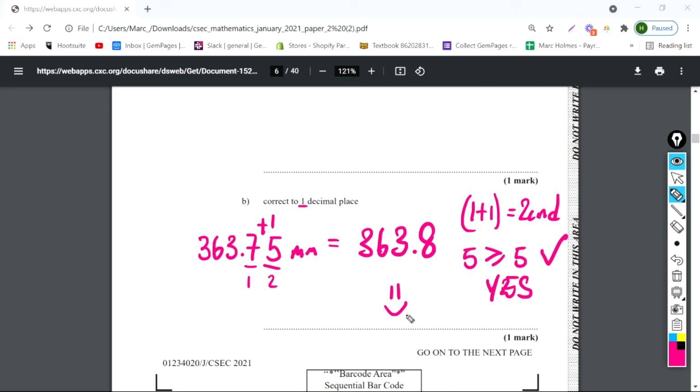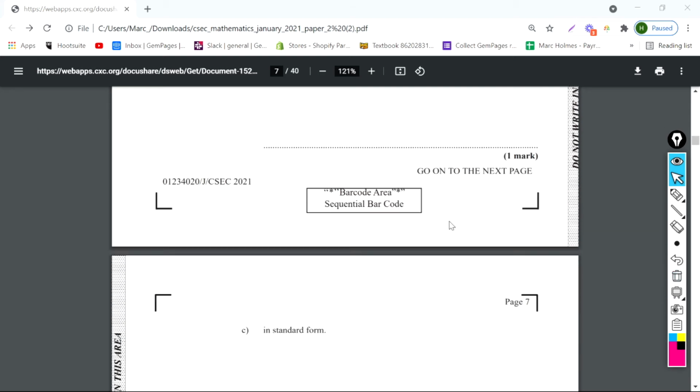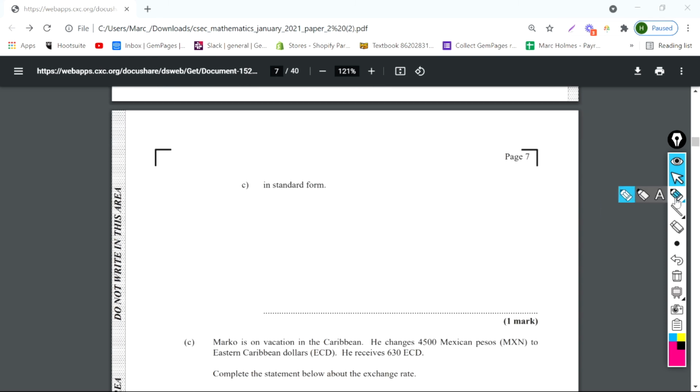So this is also really simple as well. You notice it's just 1 mark. So you pretty much got 3 marks for doing the simple stuff. Very simple, guys. If you need some help on this, you can watch my video on decimal places or significant figures. So really simple. And then let's scroll down now to in standard form.